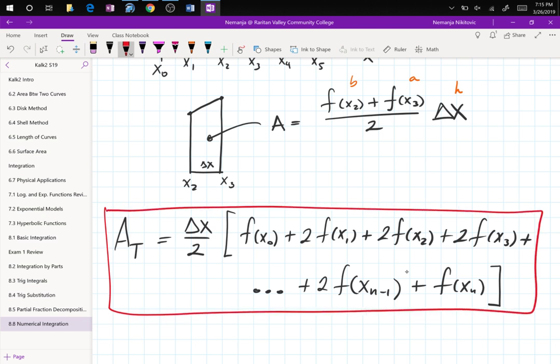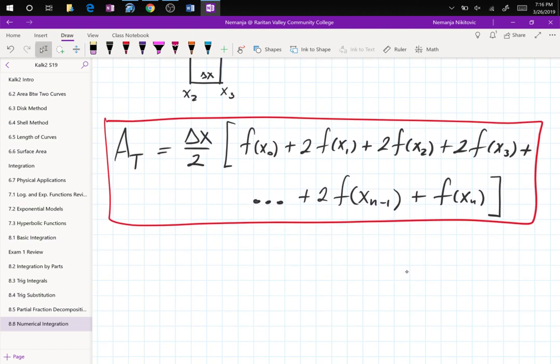The coefficients inside this bracket are 1, 2, 2, 2, 2, 2, 2, 2, 2, 2, 2, 2, 1 at the end. So we can use the trapezoid rule now to find an area under a curve. Which problem should we do? Let's see if they have a problem in the homework.